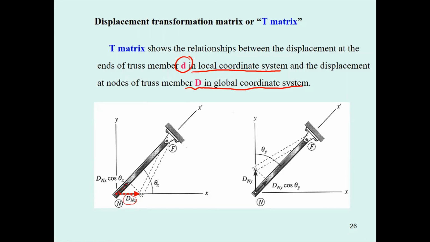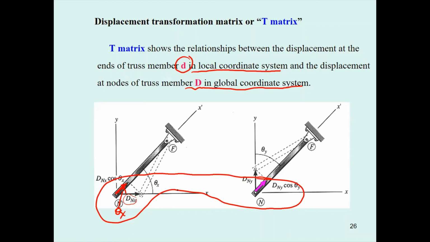The angle here is going to be cosine theta x like this. So you can see you have this small arrow as the d sub nx cos theta x. And this one also, this d sub ny, you project it. You have this one for d sub ny. And the combination of these two is going to be the d sub n.